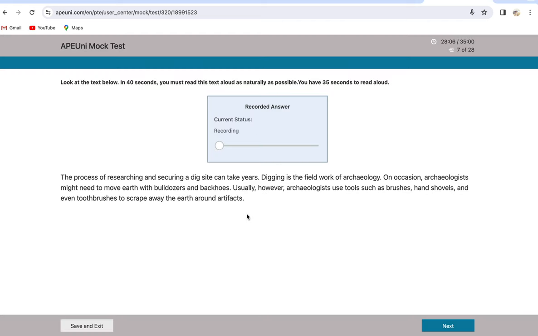The process of researching and securing a dig site can take years. Digging is the fieldwork of archaeology. On occasion, archaeologists might need to move earth with bulldozers and backhoes. Usually, however, archaeologists use tools such as brushes, hand shovels, and even toothbrushes to scrape away the earth around artifacts.